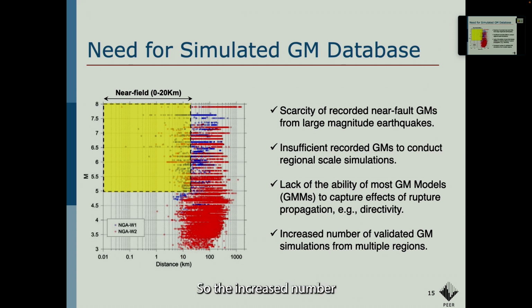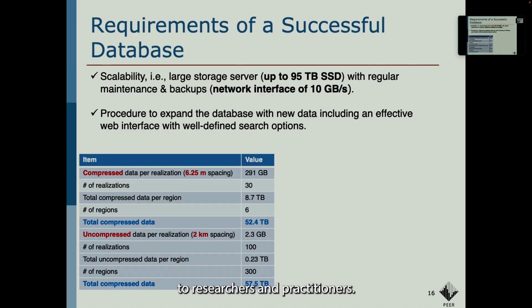So there is an increased number of these validated ground motion simulations from multiple regions, from Italy, from the United States, and so on, and Turkey. So why shouldn't we, as the PEER community, be part of this ecosystem? So clearly there is a need to develop such a ground motion database and make it available to researchers and practitioners.